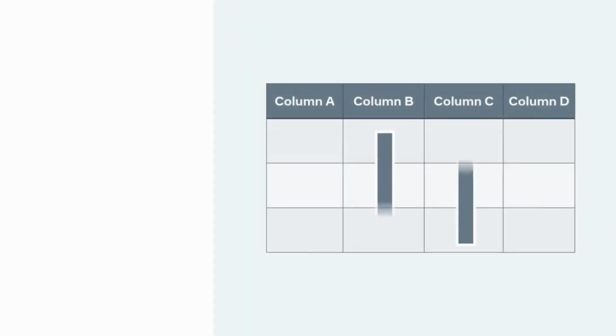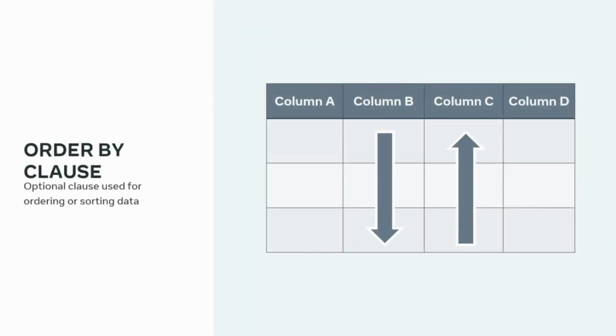The order by clause is an optional clause that can be added to a select statement. Its purpose is to help sort data in either ascending or descending order. For example, you can sort a list of student names in an alphabetical order from A to Z or vice versa. To get a better understanding of how the order by clause works, let's explore the syntax.